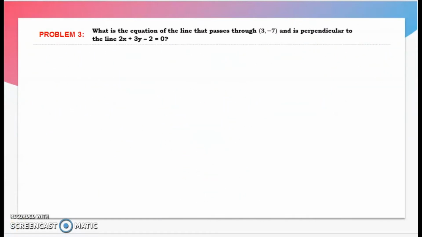Okay, third problem. What is the equation of the line that passes through the point (3, -7) and is perpendicular to the line 2x plus 3y minus 2 equals 0? So in here, the two lines are perpendicular. So let line 1 be the line 2x plus 3y minus 2 equals 0. Line 2 is the line that contains the point (3, -7), wherein line 1 is perpendicular to line 2.